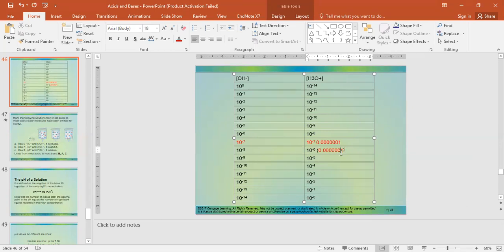This is the same as 0.00. Now the zeros have decreased. That's the same as that. Can you see? Yes. So if you compare these two numbers, which one is bigger? 10 to the power negative 6 is bigger.